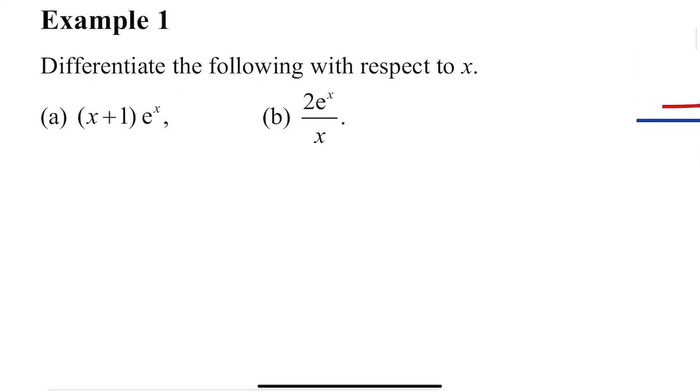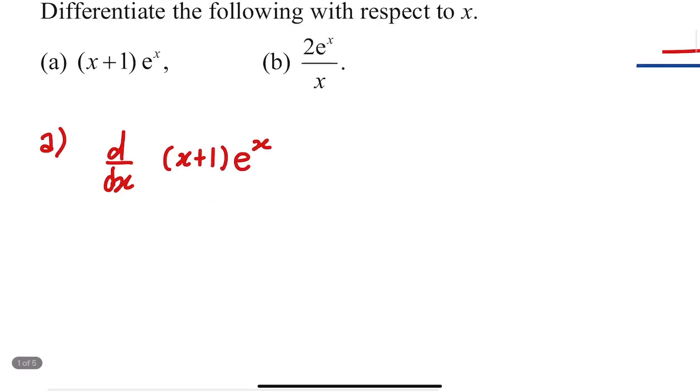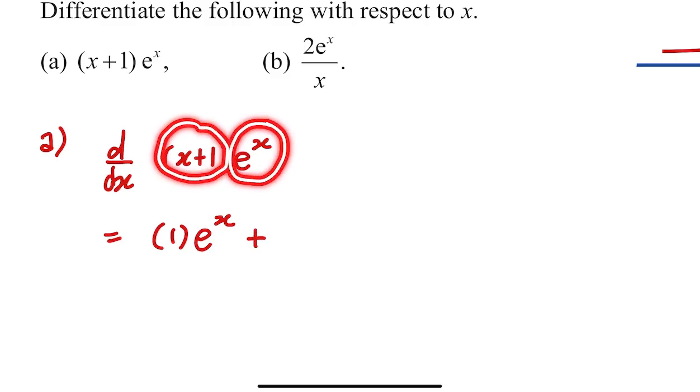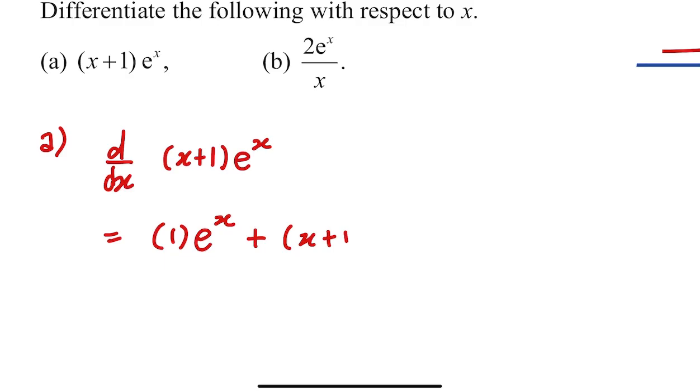Example 1, differentiate the following with respect to x. Let's look at 1a. Okay, I'm supposed to differentiate x plus 1 times e power x. So over here by my product rule, I have two terms that are multiplied to each other. By product rule, I can differentiate this by differentiating the first thing here first, which will give me 1 times e power x, then plus, now I keep this first term, I differentiate the second term. So I keep x plus 1, and if I differentiate e power x, I'll get back e power x.